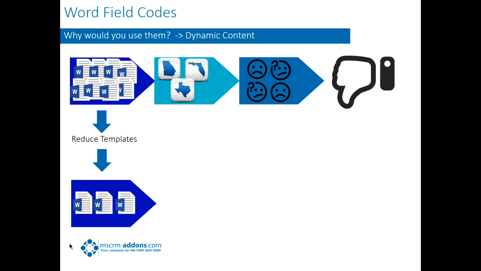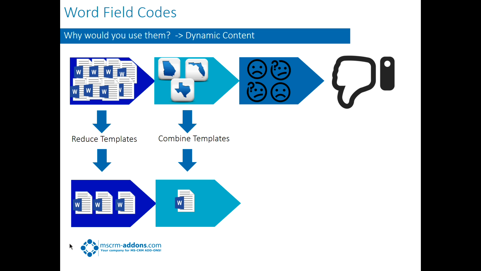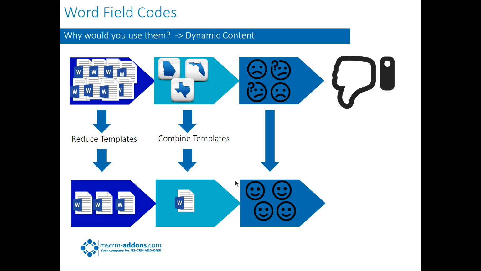So one reason to use these field codes is that it allows you to reduce the amount of templates in your CRM system. It allows you to combine those 3 templates, using these field codes, into one template, and based on data in CRM it's going to put the correct information into the template. Of course, naturally that leads to happy users, and that's a real good thing.